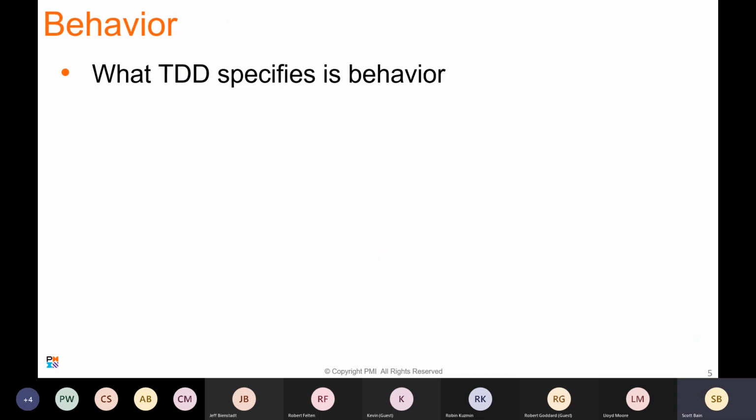Test-driven development is a process of defining or specifying behavior before the code that implements that behavior is actually created. Why that's a good thing is a topic for another presentation, but for our purposes here, let's assume that this is agreed upon. TDD tests specify behavior.